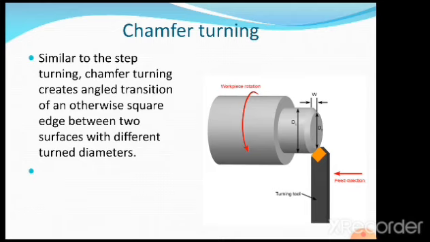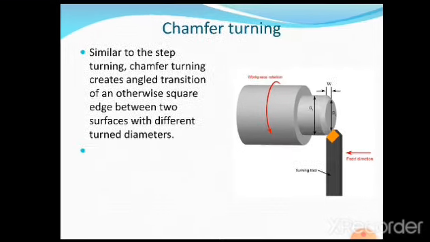Chamfer turning creates an angle transition of otherwise square edges between two surfaces with different turned diameters. It is going to work like step turning only, because whatever the amount of taper there is, it is very, very less. That is why it is called chamfer turning. Always it is given at the ends of the workpieces.